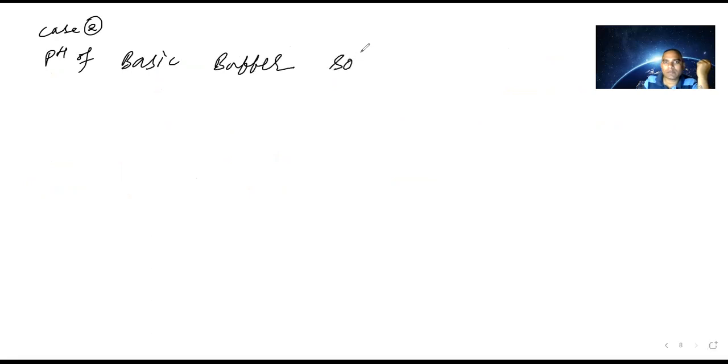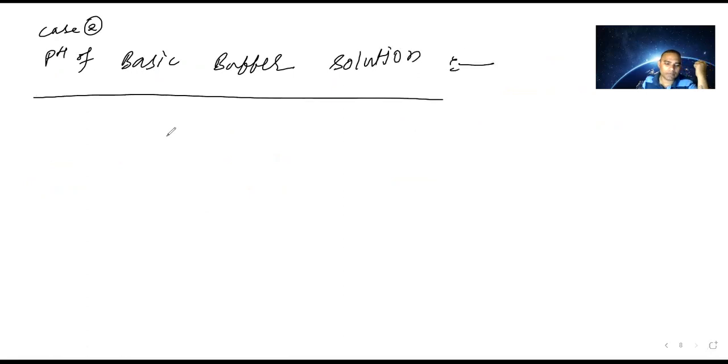Yeah. Okay. Case 2. We are going to case 2: pH of a basic buffer solution. So how can you solve a basic buffer solution?